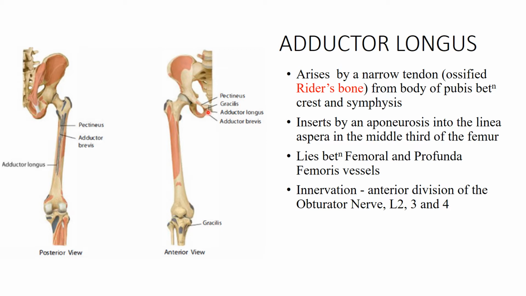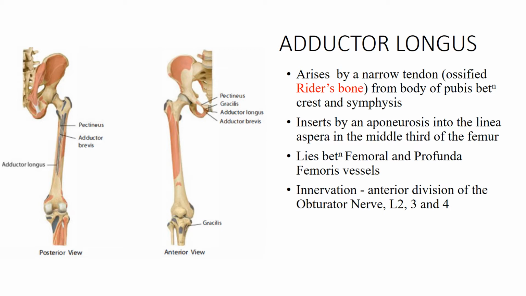And then its insertion is, this is a fan shaped muscle, so origin is narrow but insertion is wider, so it inserts by an aponeurosis into the linea aspera, and this insertion is wider, and inserts in the middle third of the femur between the vastus medialis and adductor magnus. So this portion is a wider insertion in the linea aspera.